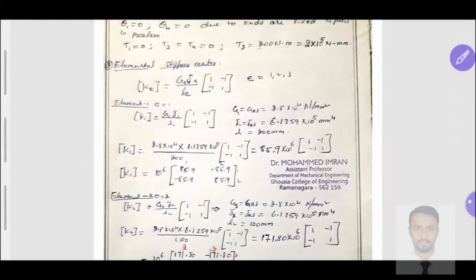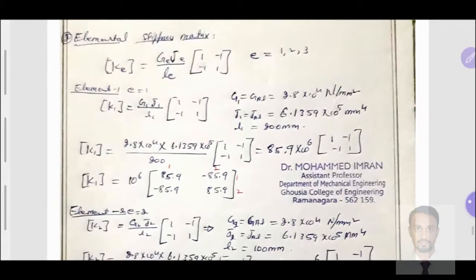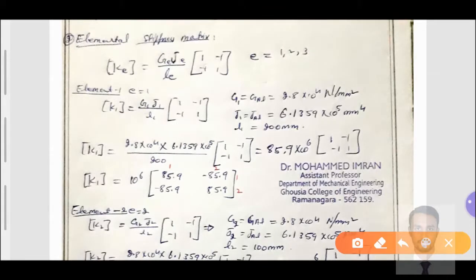Now the second step of the finite element method is to determine the elemental stiffness matrix for a given element. For element number 1, I will take K_E is equal to G_E J_E divided by L_E, times the matrix 1 minus 1, minus 1 1. Remember this carefully and write down GJ. Don't write AE; AE is for the bar element, and for the shaft element it is GJ, modulus of rigidity multiplied by polar moment of inertia, right? We have 3 elements, E is equal to 1, 2, 3. For element number 1, E is equal to 1.